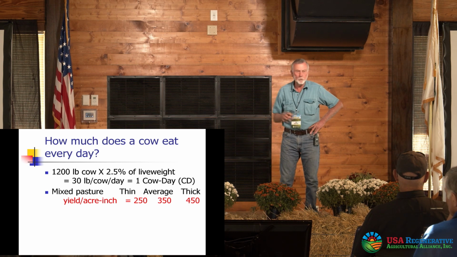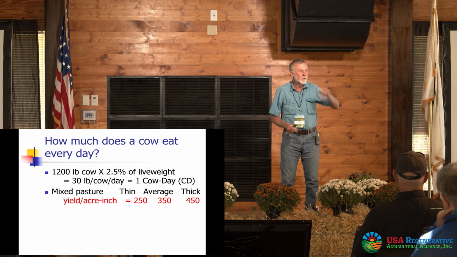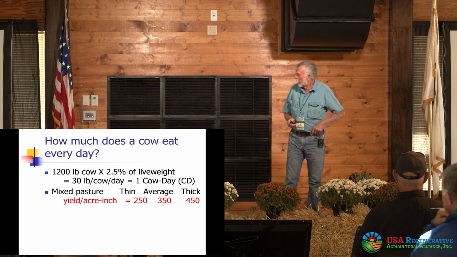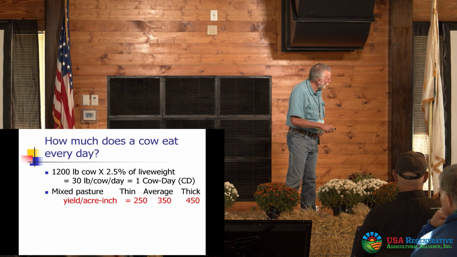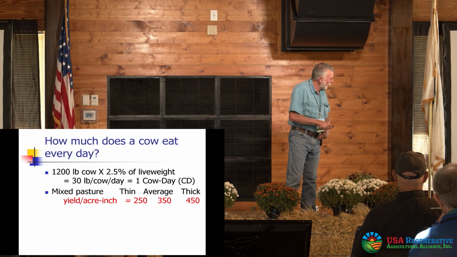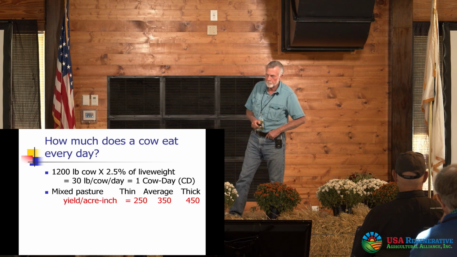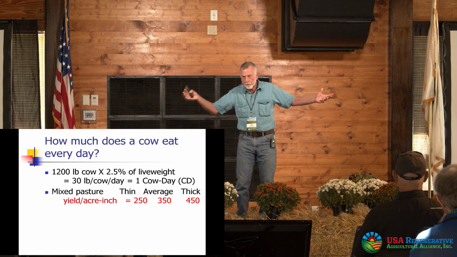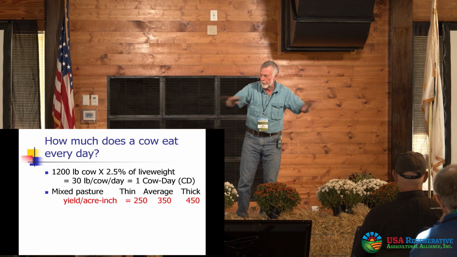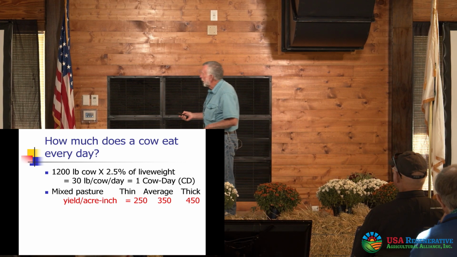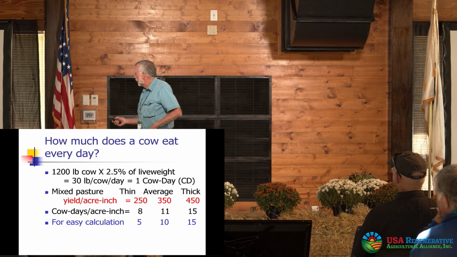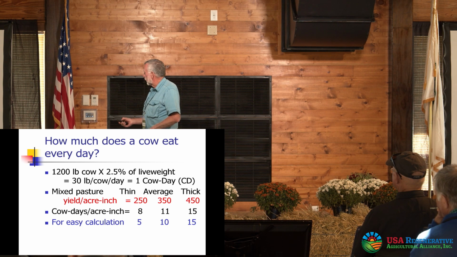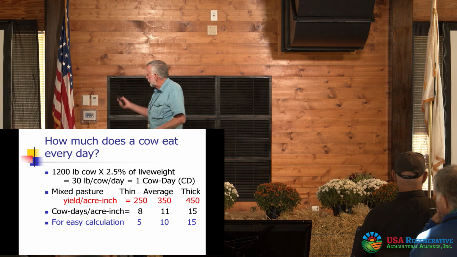So if you take that whole table of yield per inch that we had for the different stand densities and the different forages, the average on that was thick grass yields about 450 pounds per acre inch, average grass 350, thin grass 250. Okay, that makes sense? That the yield would be different by each layer inch in the canopy? Well, if we divide that by 30, and I did that again, all right? If we divide that by 30, we would come up with 8, 11, and 15.